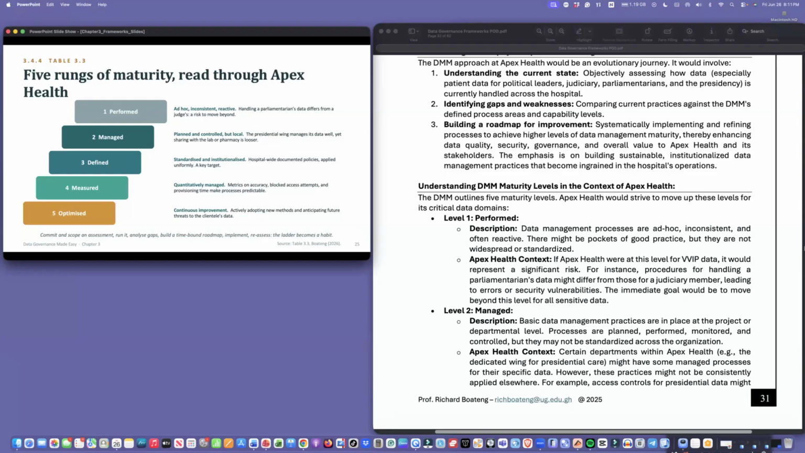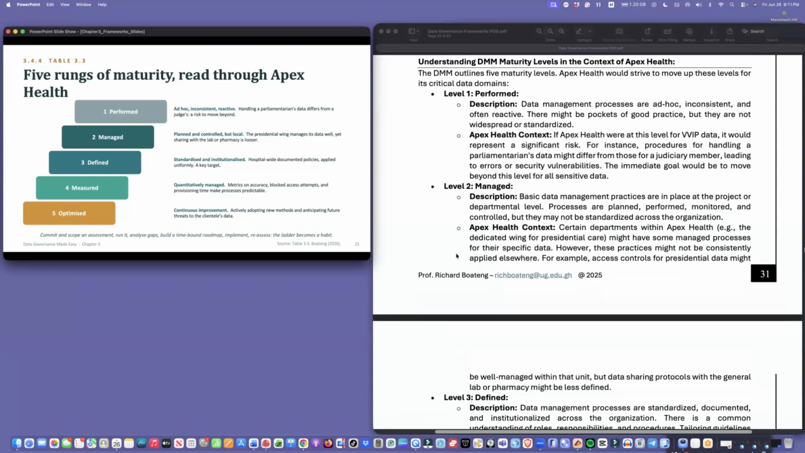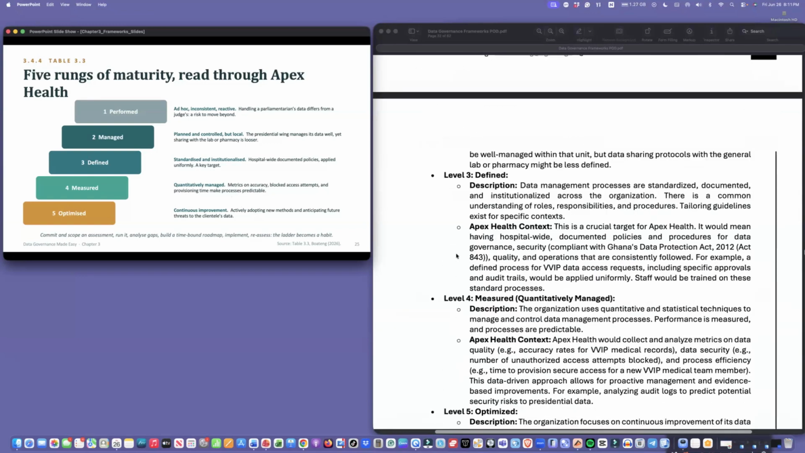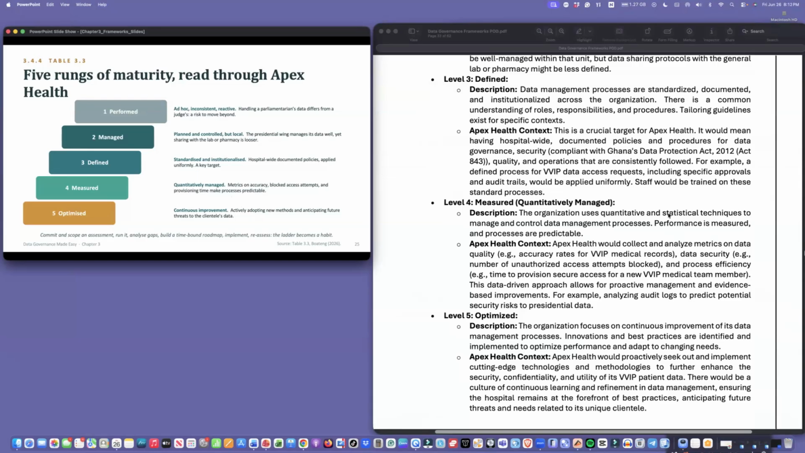But when you start establishing system-wide policies, institutionalized across the whole as the baseline, then you are getting to a defined level. But the defined level does not necessarily mean that you have got all the metrics established. Then you have to go to the measured level. The measured level means that the organization uses quantitative and statistical techniques to manage and control data management processes. Performance is managed. So I remember I mentioned the KPIs and KRIs.